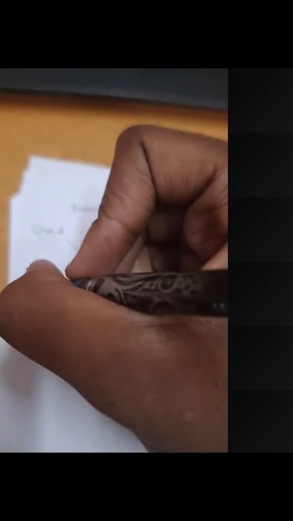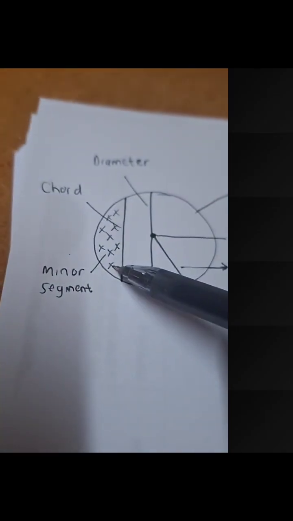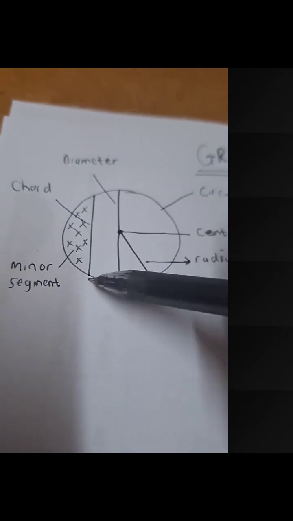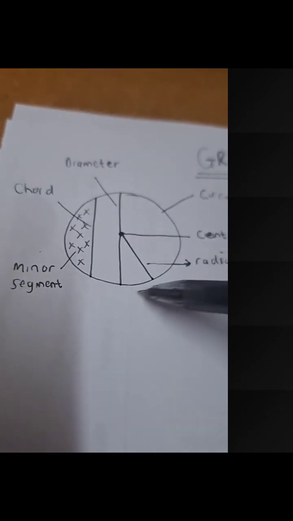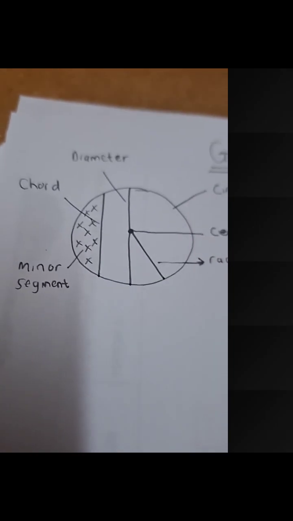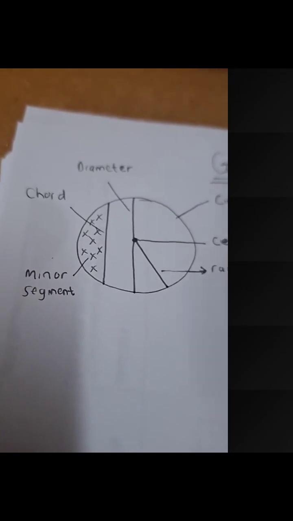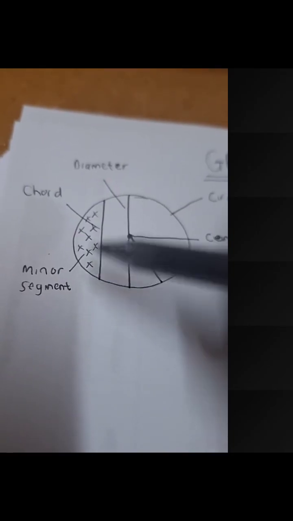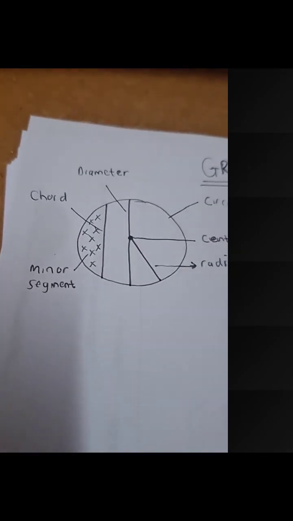But this one is small, so we refer to it as a minor segment. And then this portion where the chord cuts, this side, we would refer to it as the major segment. All in all, they are both segments. So basically a segment is that area that is divided by a chord. We call that particular area a segment.